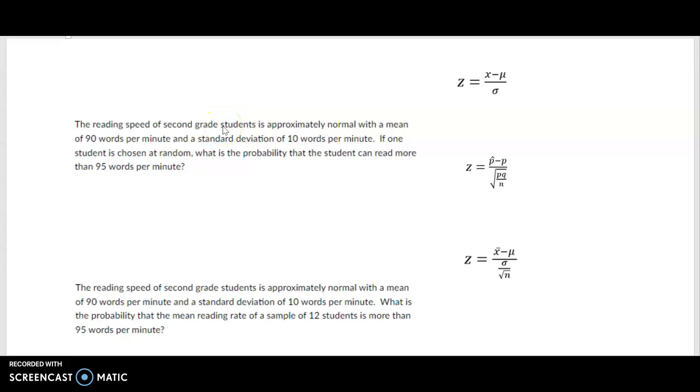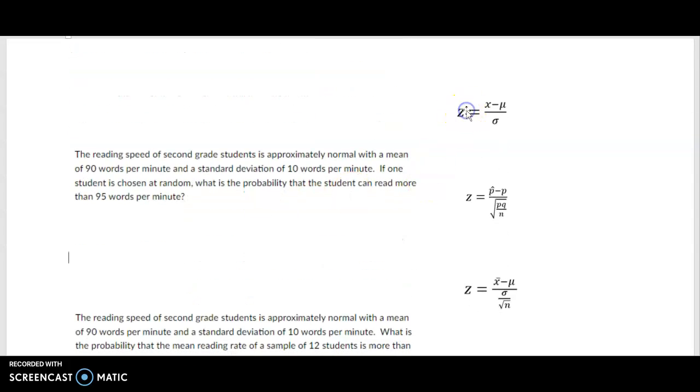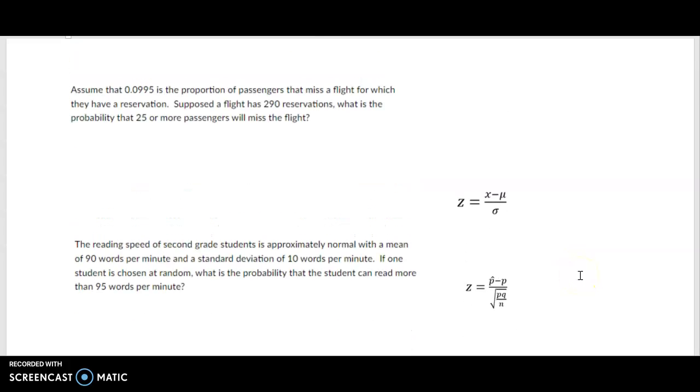Okay, I have three separate questions here that are probability questions based on the normal distribution. One has to do with your standard normal distribution question, and the other two are related to the central limit theorem and sampling distributions. I have three formulas here, and they're all z-score formulas, which we'll need, but they're all slightly different forms based on the underlying distribution. All right, so let's take a look at the first one.